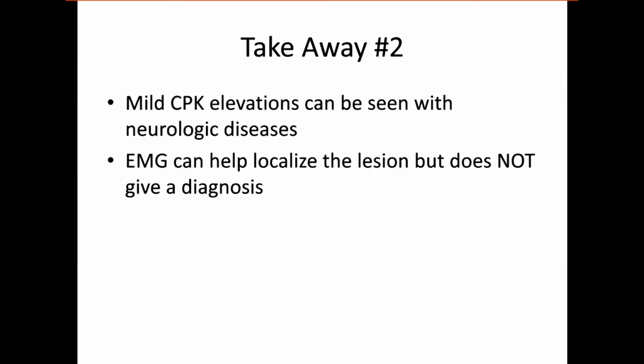So again, takeaway number 2 is that you can get mild CPK elevation. You wouldn't get a CPK of 50,000 from a radiculopathy, but mild CPK elevations can be seen with neurologic diseases. And again, the EMG will help localize where the lesion is, but it's not in and of itself going to give you a diagnosis, right? So I always tell my residents and fellows that these imaging studies, pathology, EMG, et cetera, can help, but the actual final diagnosis really ends up on your shoulders, right? You're the one who has to make the final diagnosis.